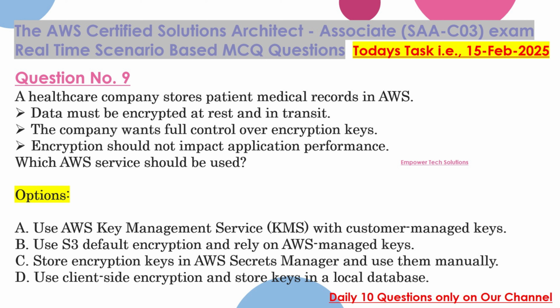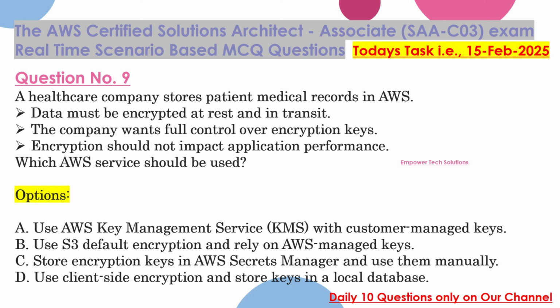Question 9. A healthcare company stores patient medical records in AWS. Data must be encrypted at rest and in transit. The company wants full control over encryption keys. Encryption should not impact application performance. Which AWS service should be used?